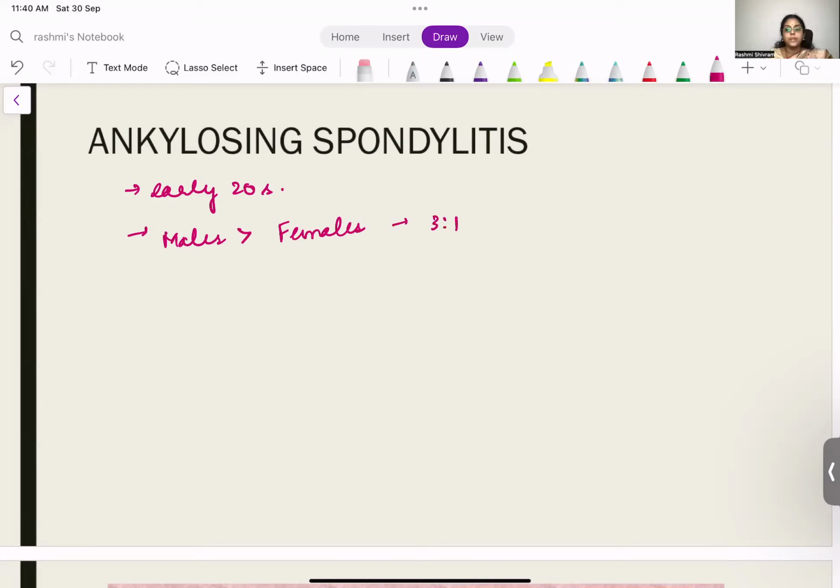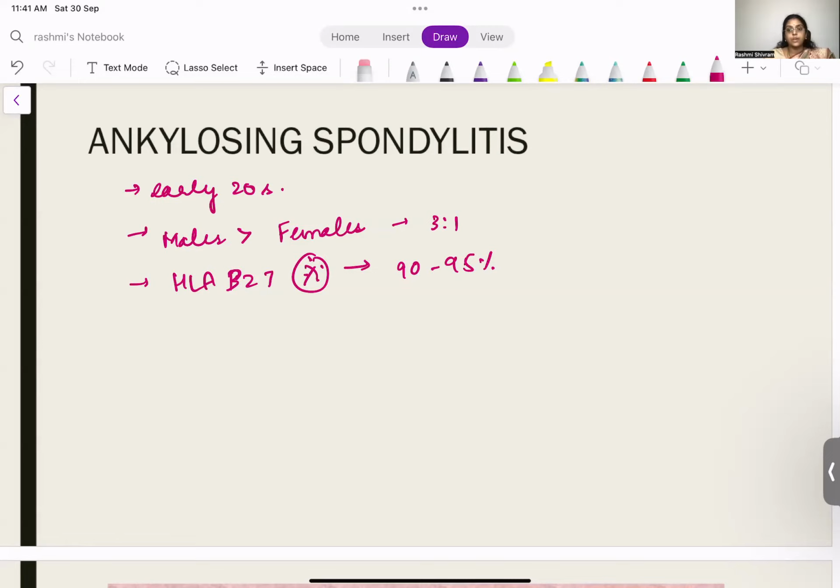It is more common in males, in the ratio of 3:1. And HLA-B27 is very, very important, and it is found in almost 90 to 95% of the patients. 90 to 95% of these patients with ankylosing spondylitis have been found to have this HLA-B27. So this is very, very important.